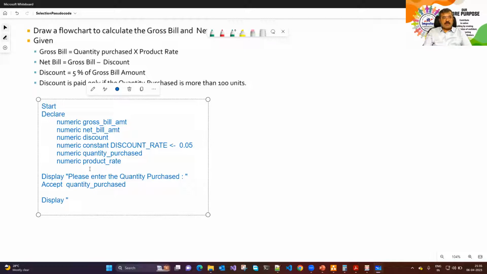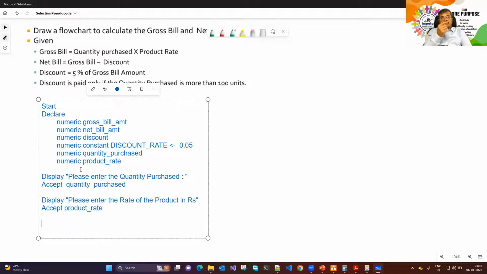Display: please enter the rate of the product in rupees. Accept product rate. So we accepted the rate. We have the quantity purchased, we have the rate.